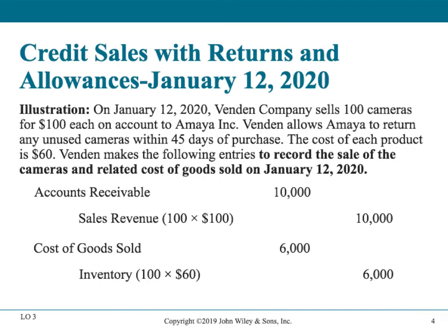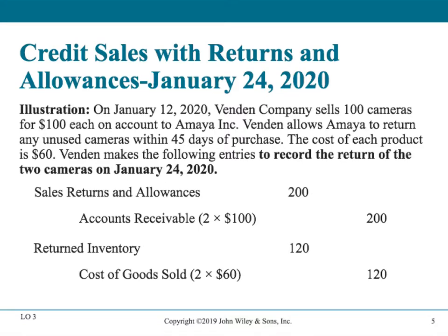Let's take a look at what it's going to look like as far as the journal entries. So here is your sale. Again, these are credit sales, so we will debit accounts receivable for $10,000, 100 cameras at $100, and record sales revenues. So we assume the sale, in fact, occurred. And then, if you remember from the perpetual inventory system, you will debit cost of goods sold at $6,000 because your 100 cameras cost us $60, and you're going to credit inventory.